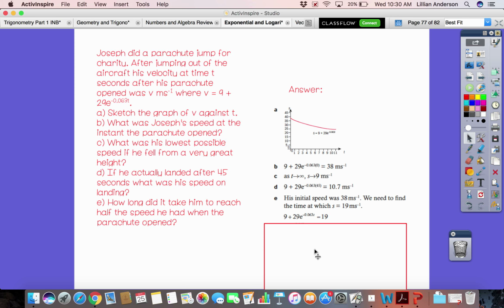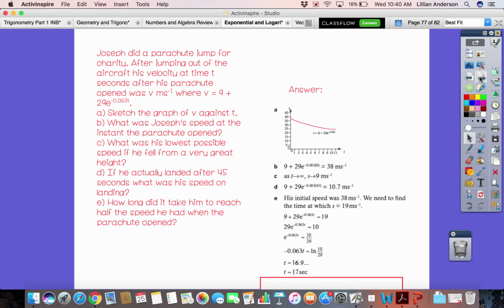And you'll set the equation 9 plus 29e raised to the negative 0.063t equal to 19 and solve that equation. Subtract 9, divide by 29. And since we have e, you're going to take the ln of both sides. When you take the ln of e, remember it cancels out. Then your last step is to divide by negative 0.063, which gives you about 16.9. So that tells us that 17 seconds was how long it took him to reach half the speed he had when the parachute was first open.